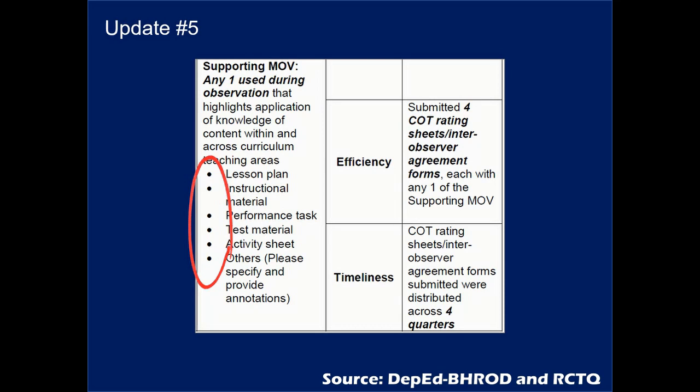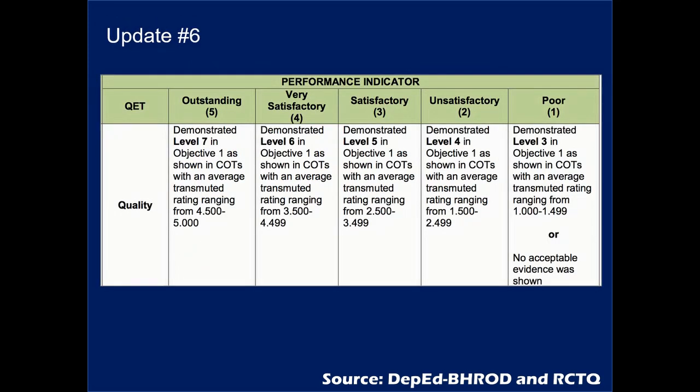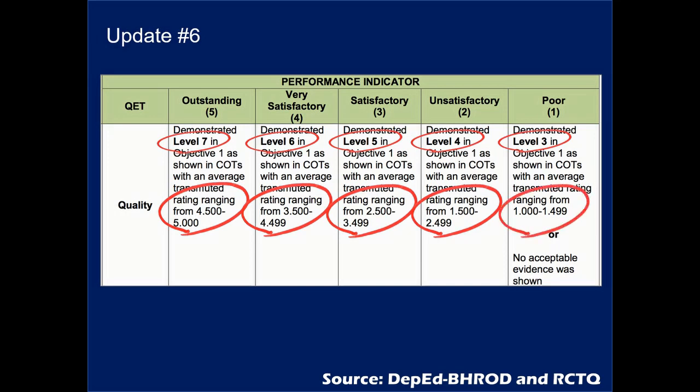Update number 6. The performance indicators for quality in classroom observable indicators now include both the COT rating or level and the range of the average transmuted ratings. This is intended to reflect the level of practice and at the same time to reinforce the process of computing for the corresponding RPMS rating for the COT ratings.